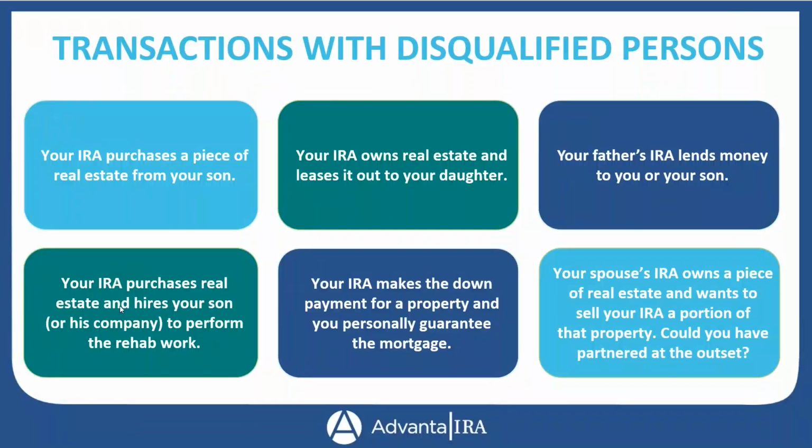This next one's a great example because we forget about these kinds of things and structures when you're looking at investments. But what if your IRA purchases real estate and hires your son or his company to perform the rehab work? Even if your son is not out there, it's still going to be considered prohibited. So you want to keep that in mind.